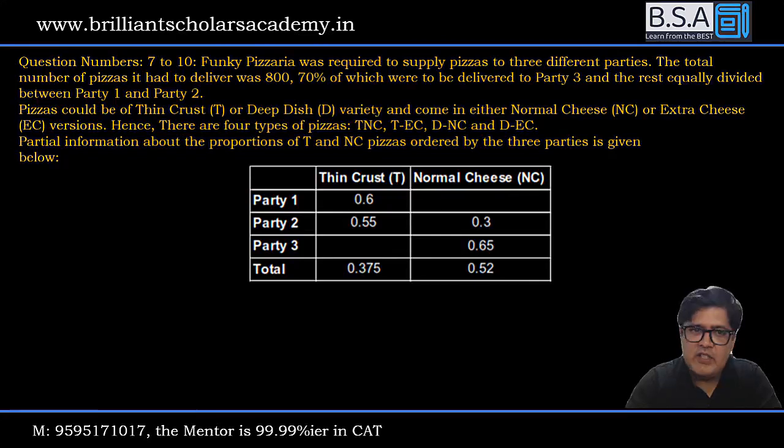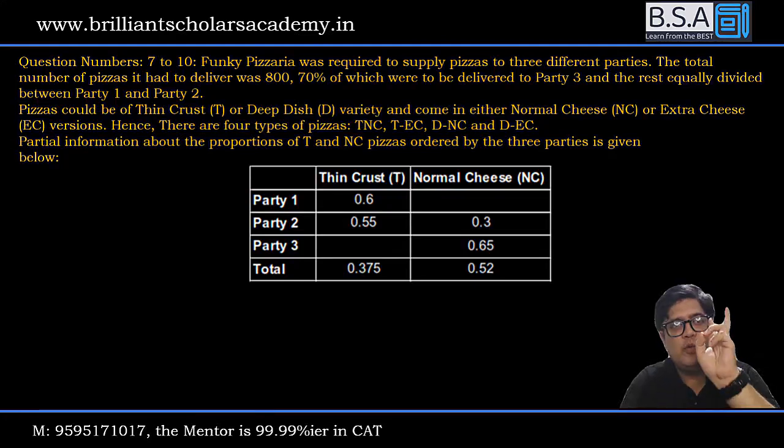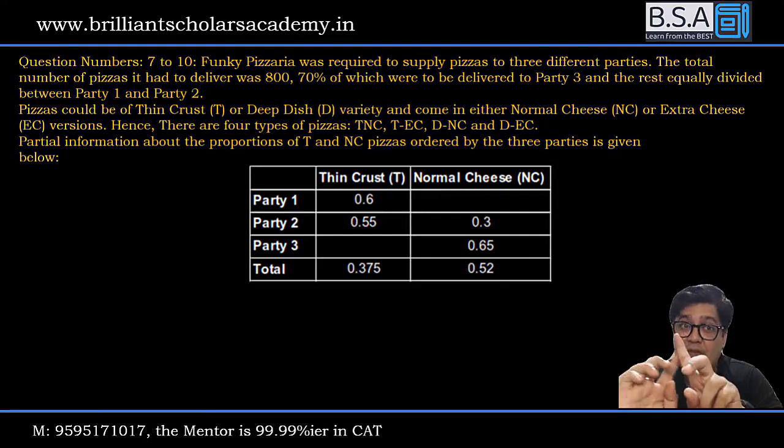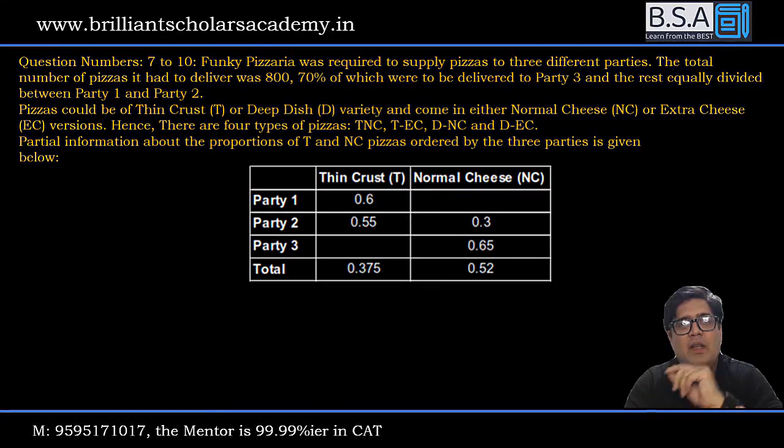Pizzas could be thin crust or deep dish variety, and can come either in the normal crust or extra cheese versions. So there are two options, thin crust or deep dish. Within thin crust, you can have normal cheese or extra cheese. Within deep dish, you can have extra cheese and normal cheese. Hence, there are 4 pizzas: thin crust normal cheese, thin crust extra cheese, deep dish normal cheese, deep dish extra cheese. Partial information about the proportions of these pizzas is given.